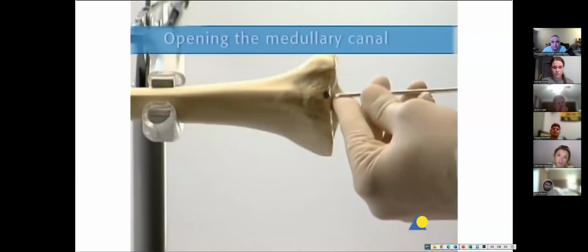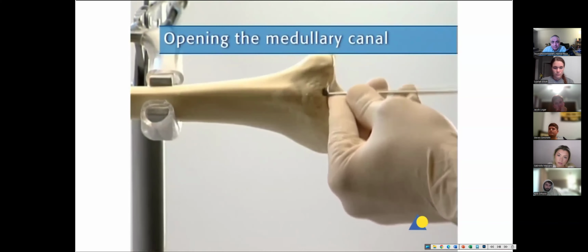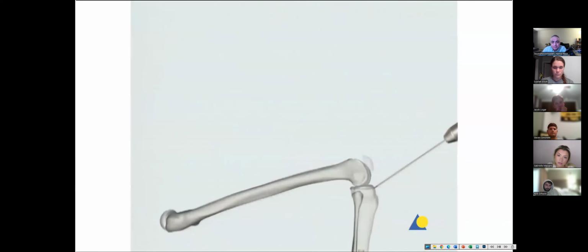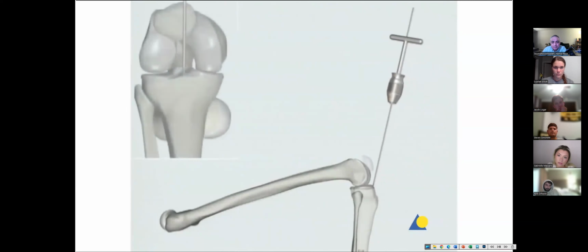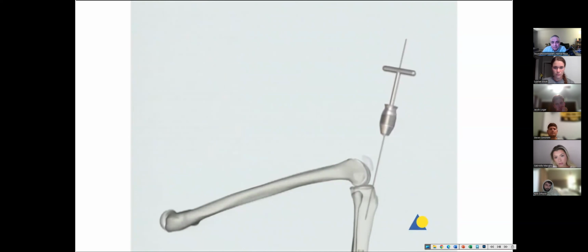The guide wire is secured in the universal chuck with T-handle. At a 10-degree angle to the shaft axis in the lateral view, the insertion point is lightly punch-marked. The guide wire is advanced approximately 8 to 10 centimeters. Its position is checked with the image intensifier in the AP and lateral views.